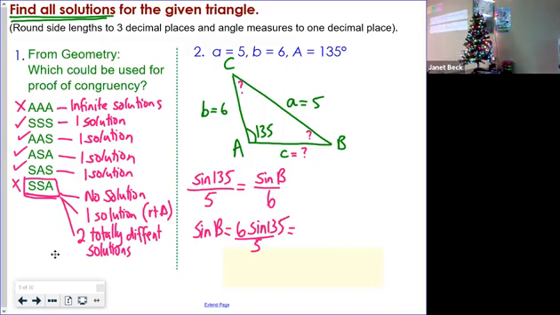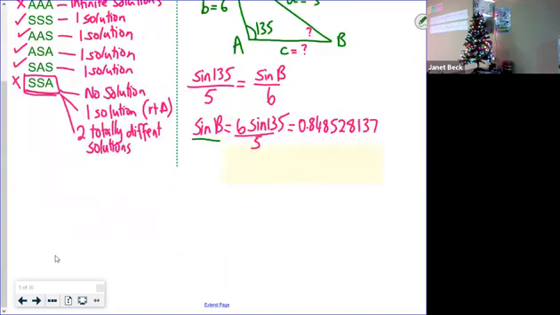Okay, that gave you 0.848. Now, that's not the angle, that's the sine of the angle, so we can't round it. We need to write out all the decimals we possibly can, or store them into memory, because we didn't want the sine of the angle, we wanted the angle itself. So we're going to have to unsine it. B is going to be the inverse sine of that.